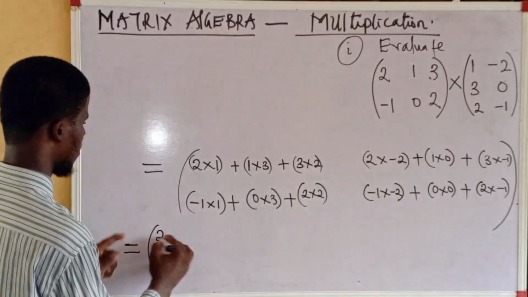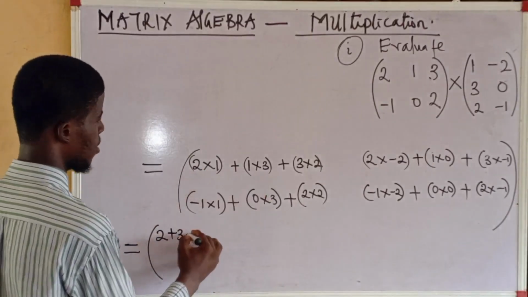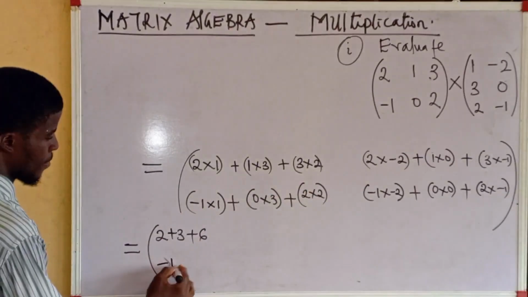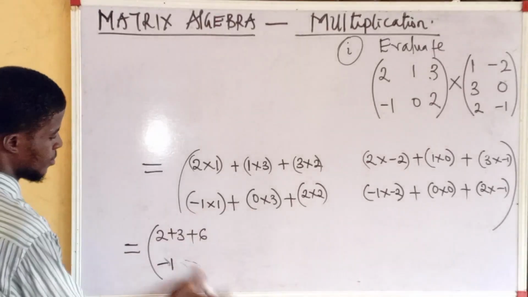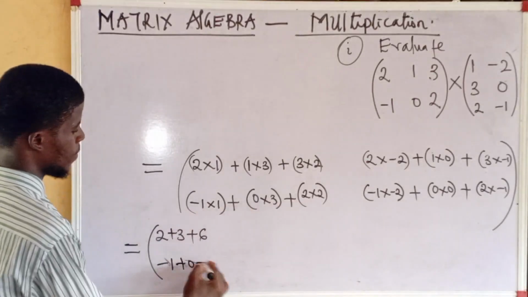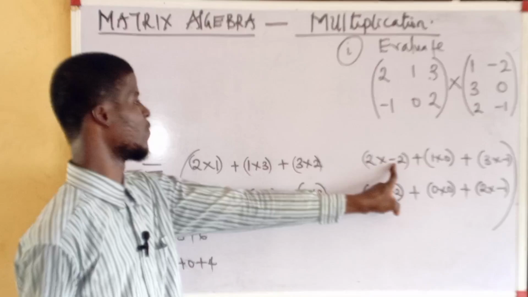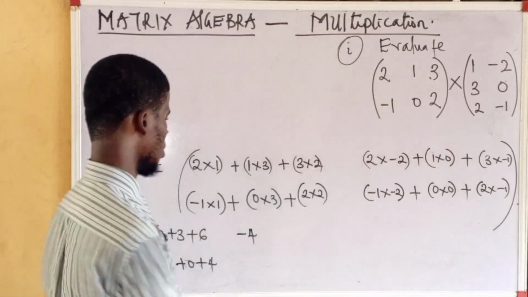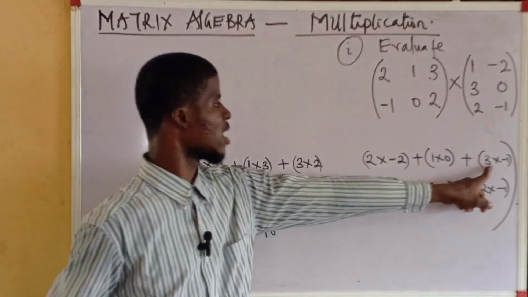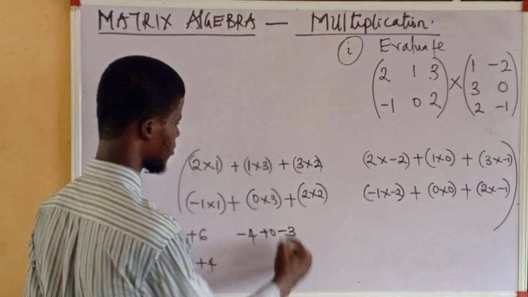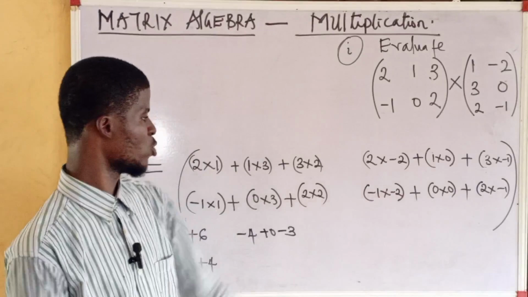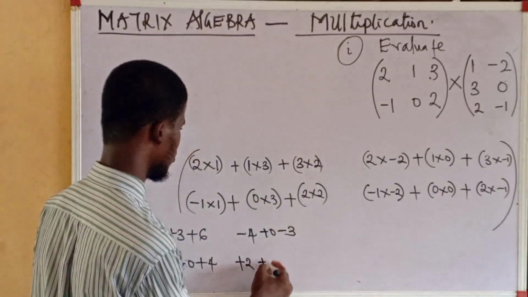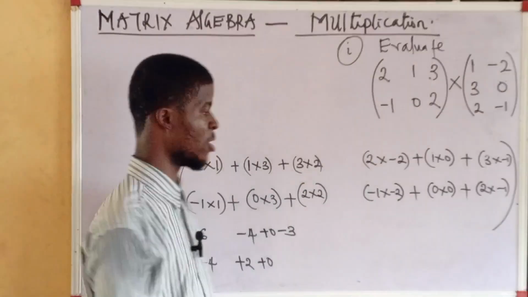This is 2 plus 3 plus 6, right? This is minus 1. This is 0. And this is 4. This is minus 4. That's 2 times minus 2 minus 4. 1 times 0 is 0. That's plus 0. 3 times minus 1 is minus 3. Minus 1 times minus 2 is plus 2. 0 times 0, 0. 2 times minus 1 is minus 2.